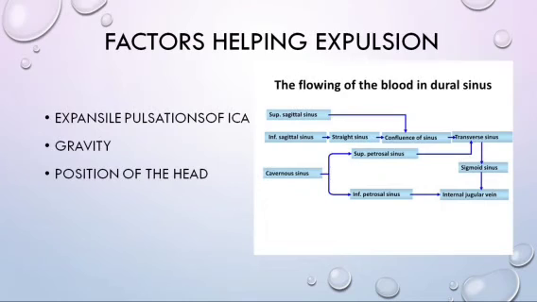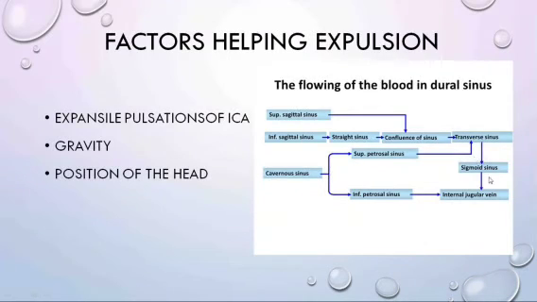So what are the factors helping in the expulsion of blood from the cavernous sinus? Mainly, the internal carotid artery is inside the cavernous sinus. So the pulsation of the internal carotid artery will allow the expansion of the cavernous sinus. Through that, the blood will be flowing into the transverse sinus. Okay. And also due to the gravity and position of the head, our blood will be expelled from the cavernous sinus to the transverse sinus through superior petrosal and inferior petrosal.